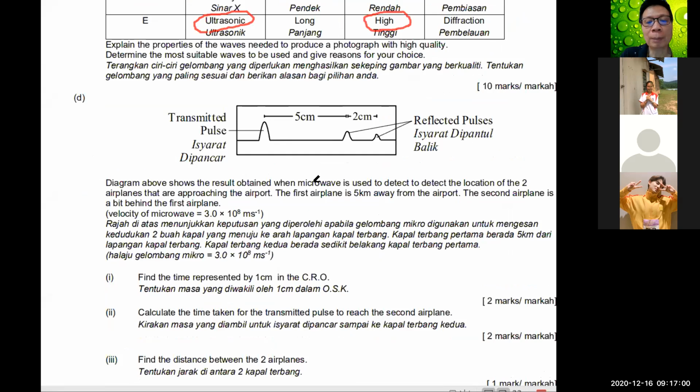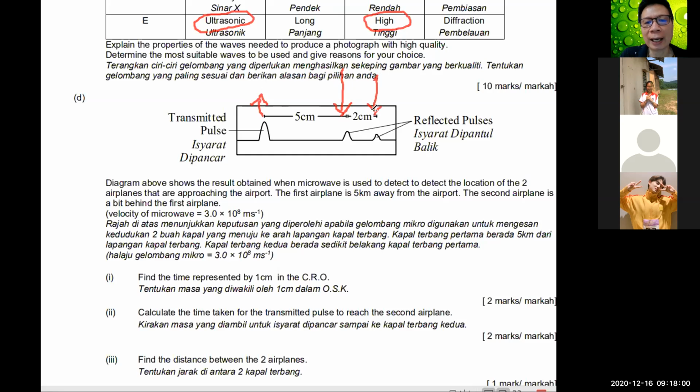The diagram shows a result obtained from microwave used to detect the locations of two airplanes that are approaching the airport. The first airplane is 5 kilometers away from the airport. The second airplane is a bit behind the first. Transmitted pulse means you first send out the signal, and then it hits the aeroplane, and the signal comes back. First time detected, the signal comes back. First one is the wave sent out to hit the aeroplane. The first aeroplane reflects the signal back, so it is detected here. Then the wave hits another, further aeroplane. Second time the wave comes back.